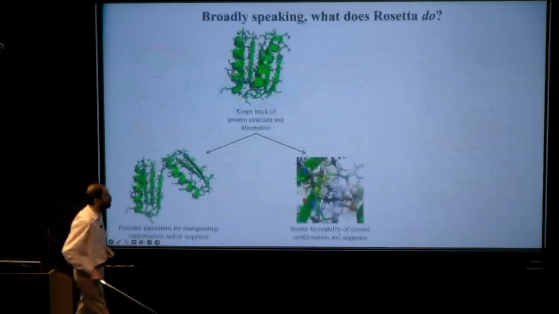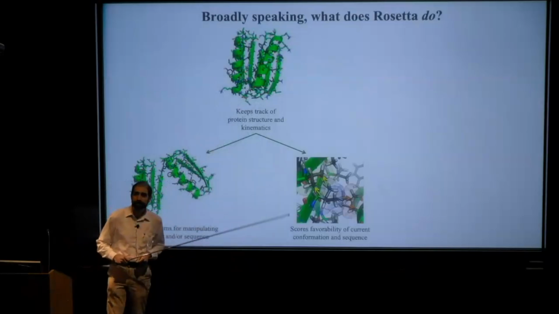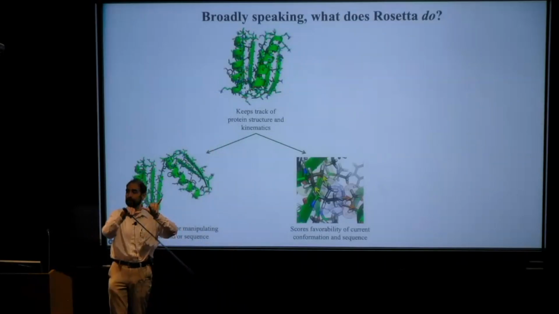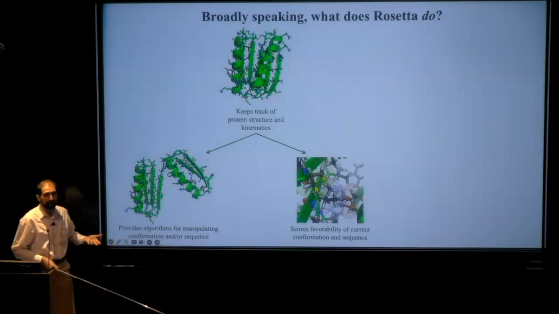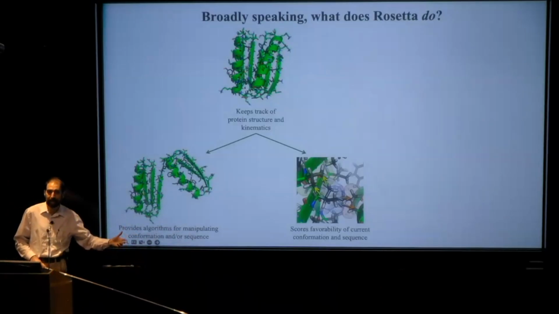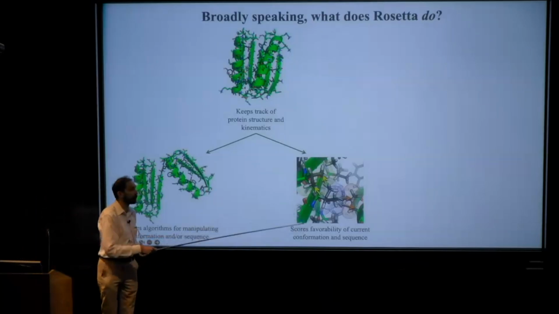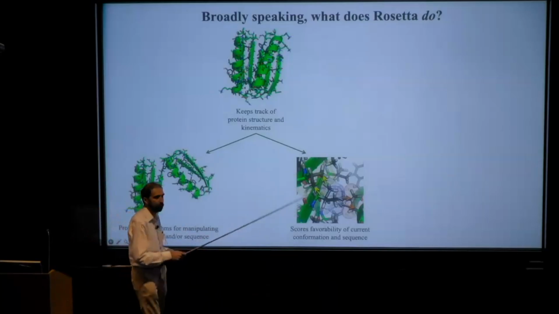So what does it do? Broadly speaking, Rosetta keeps track of atoms and bonds and their kinematics. And by kinematics, I mean, if you have a chain of atoms and you start rotating around one bond, what moves? And then built on top of that are all sorts of algorithms for sampling conformations and/or sequences, or both together. And then algorithms for computing scores, usually energies. And these are just based on force fields for the most part.